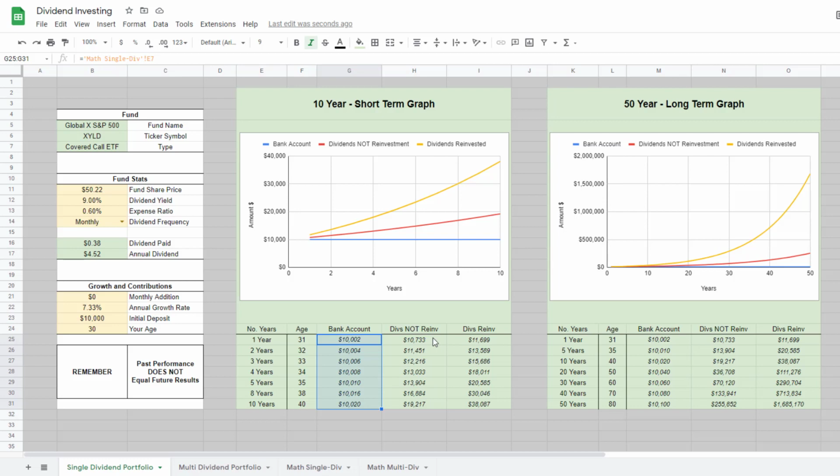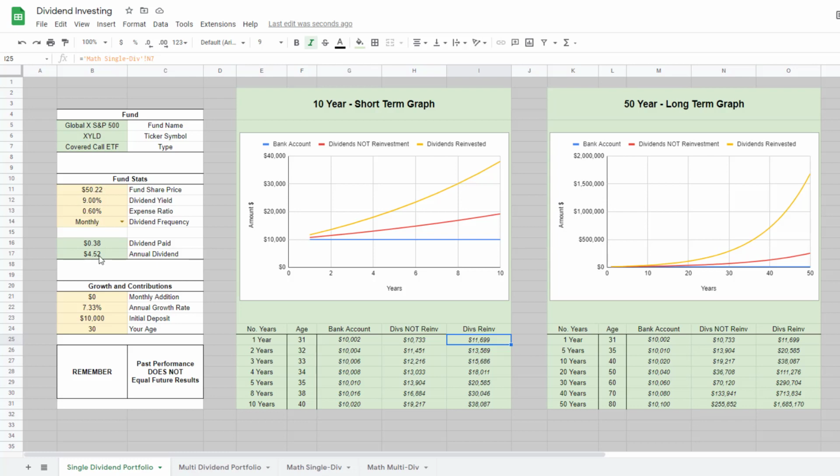Your dividends not reinvested. After 1 year, you would have $733 on top of your $10,000 investment, and with dividends reinvested every month, you would have $11,690. So with $10,000, your share price, you're going to have a ton of shares at $50 each. I think that would be about 200 shares.